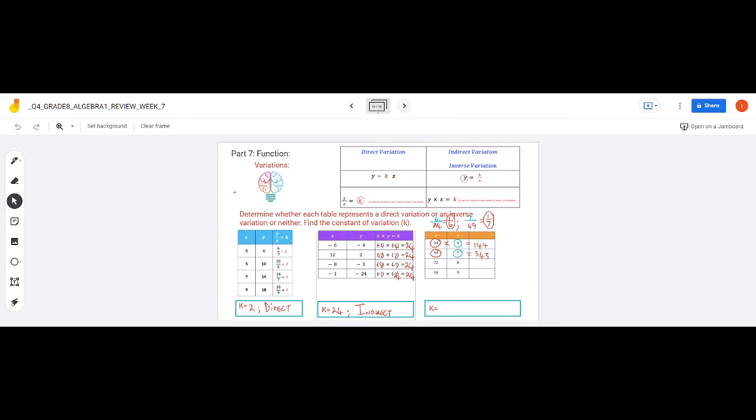All right, so this k, there's no k, there's no constant of variation because the numbers change, and so this will be neither. So it's neither direct nor indirect. Okay, hope that makes sense.